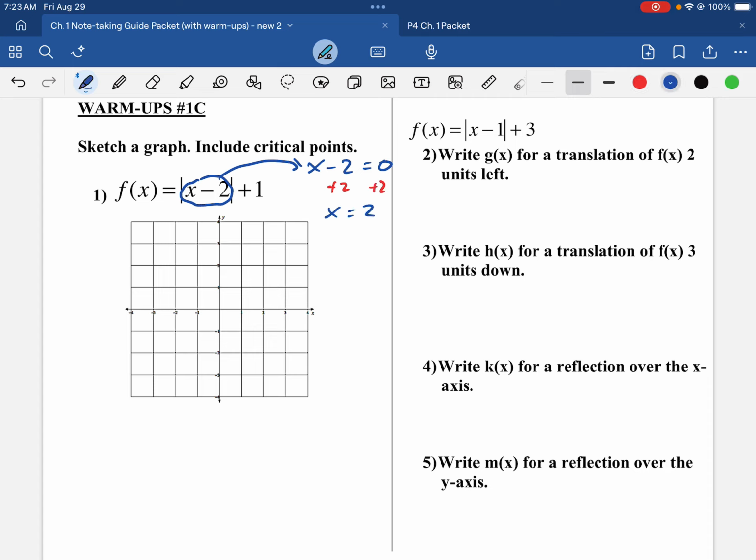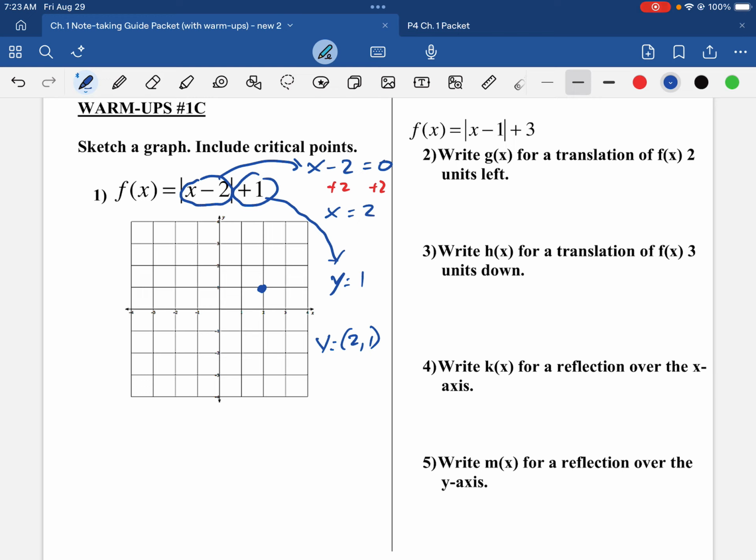That's going to be the x-coordinate of my vertex. The y-coordinate is whatever is added or subtracted to the end. So my vertex then is going to be the point (2, 1). Okay, there it is. And I can tell this one is going to open upwards because there's no negative in front of the absolute value there. So that means that it opens up, and also there's no coefficient in front of the absolute value or in front of the x.